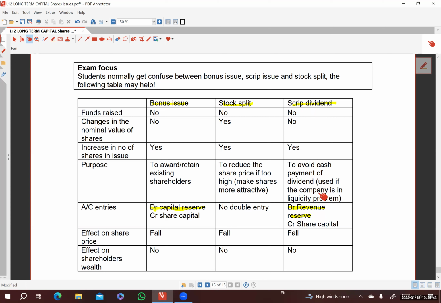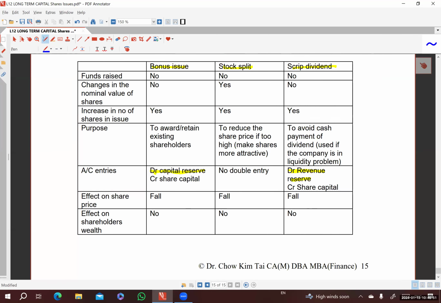Okay. Stock split. This one happens when your share price hits very high. Say your share price hits $20 per share. And when we buy shares, we don't buy one unit. We have to buy in lots. So one lot, in many countries, is 100 units. In some countries, it is 1,000 units. So say one lot is 100 units. To buy one lot of shares, you will need $2,000. It's quite big money.